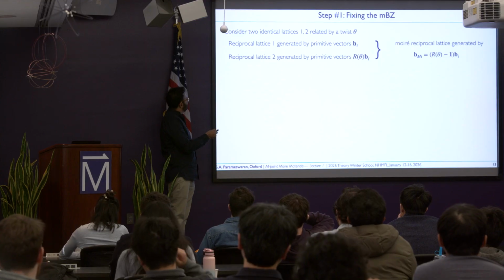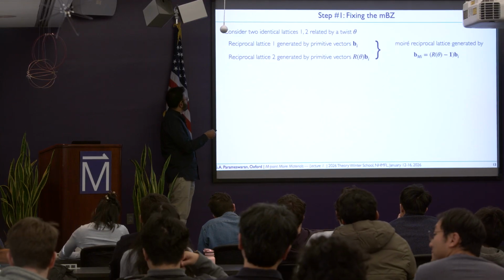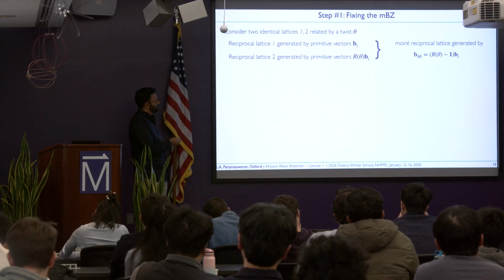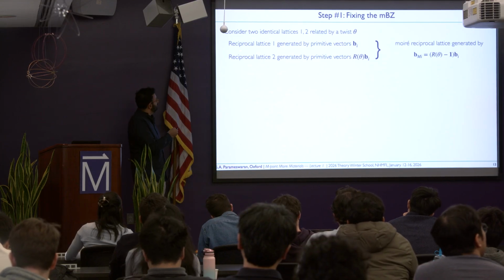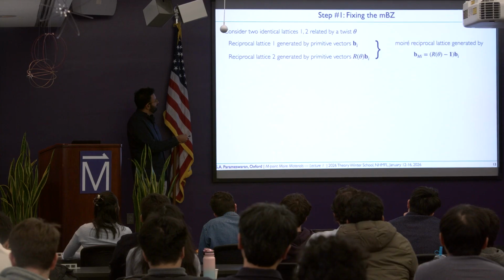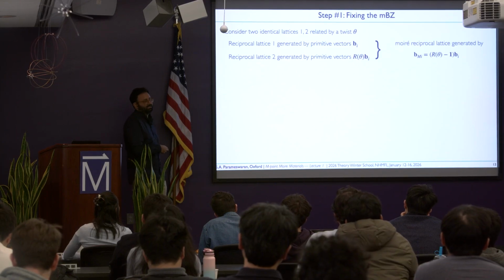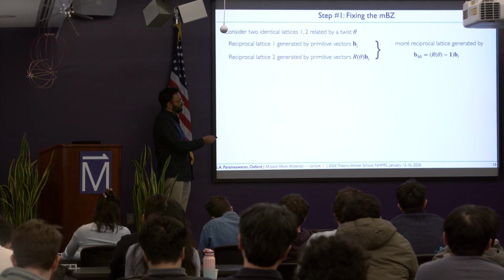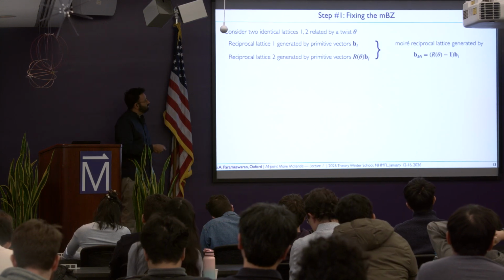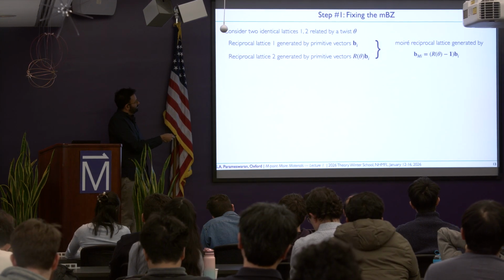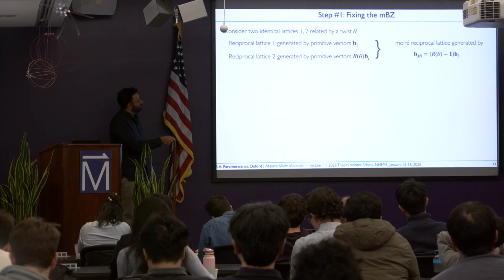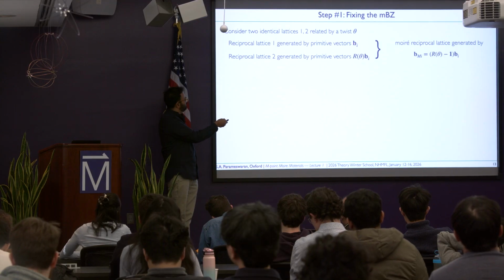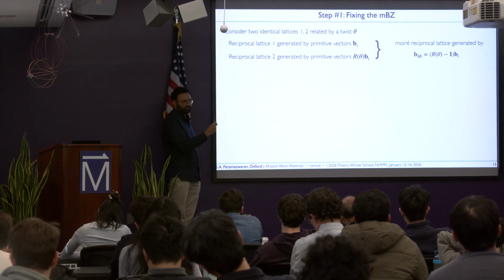So I consider two identical lattices related by a twist. The reciprocal lattice of the first layer I'll think of as being generated by some primitive vectors b1 and b2. The second lattice will be generated by primitive vectors which are just rotations of those vectors by theta. And if you think about the usual Moiré problem, what I do is think about the periodic potential generated by this, the periodic potential generated by that, and look at the smallest difference. For small angles, you can convince yourself it's just the difference between this primitive vector and that primitive vector, because I do a small twist.